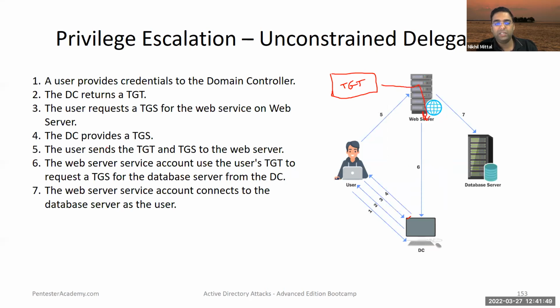What does the web server do with that TGT? It presents the user's TGT to the DC, requests a TGS for the database server, thereby completing the impersonation. And in step 7, it presents the TGS to the database server and gets access. Please note that in the Kerberos world, if you have a user's TGT, you have that user's credentials. A TGT and a TGS are portable. You can extract the TGT from a machine and use it from some other machine. All right. Is this clear?